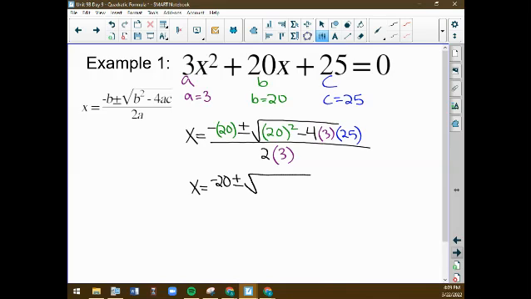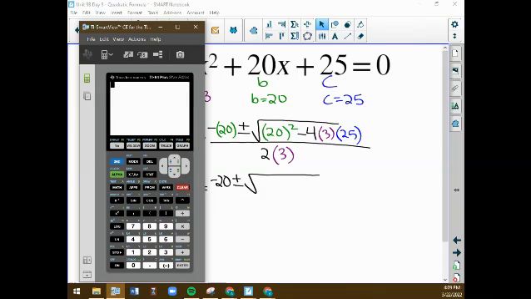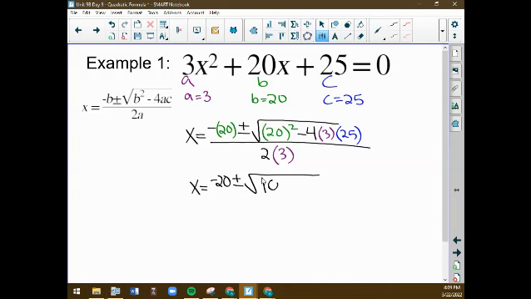When I simplify the square root, first I'm going to evaluate all those numbers underneath the square root. I'm going to type it in exactly how I see it into my calculator: 20 squared minus 4 times 3 times 25. And what do we get? We get 100. So that's still underneath the square root, all over 2 times 3, which is 6. Now I'm just going to keep simplifying.